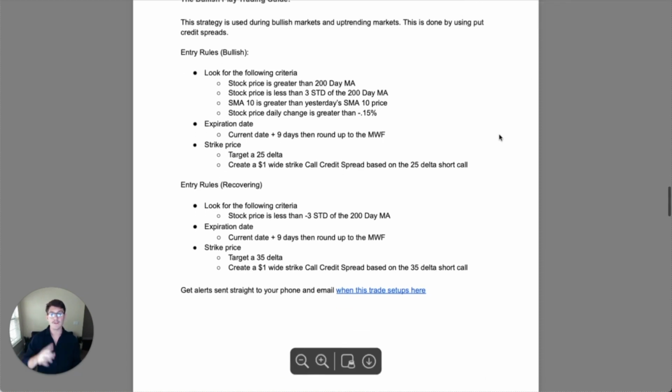So that is the first way we can enter with the bullish strategy. Now, once all this criteria is met, how do we structure the trade? So again, we're going to go out 9 days into the future. So we want to make sure that it lands on a Monday, Wednesday, or Friday though. So if we add 9 days to the current date for our expiration date, then we want to make sure that it ends on a Monday, Wednesday, or Friday.